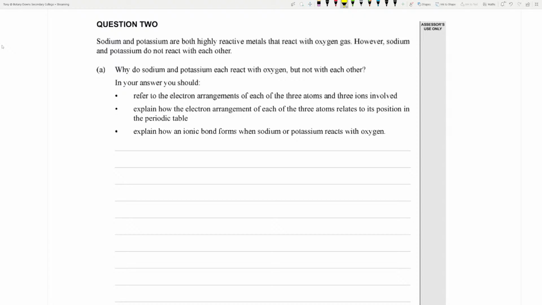So let's get started. We've got sodium and potassium both react with oxygen. However, they don't react with each other. So why do they react with oxygen but not with each other? In your answer, refer to the electron arrangement of all 3 and the ions involved. Explain how the electron arrangement, referring to the position on the periodic table, leads to how the ionic bonds form.